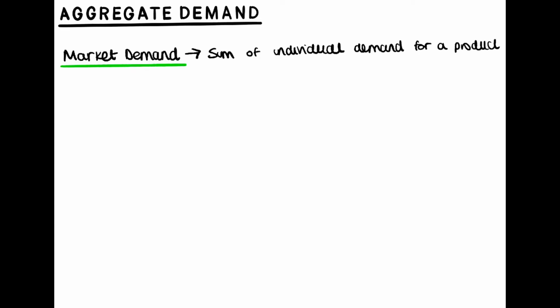In lesson 2 on microeconomics, we have already discussed what market demand is. This is the total individual demand for a particular product or service. This looks at individual markets.